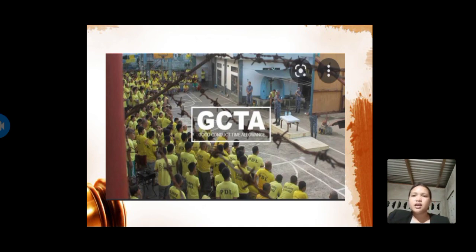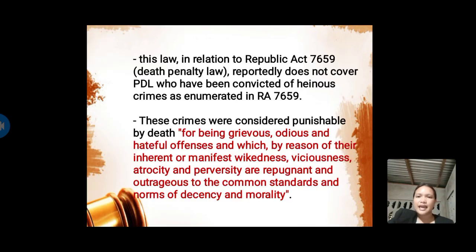So these are the examples of GCTA. These crimes were considered punishable for being grievous, odious, and hateful offenses, which, by reason of their inherent or manifest viciousness, atrocity, and perversity, are repugnant and outrageous to the common standards and norms of decency and morality.